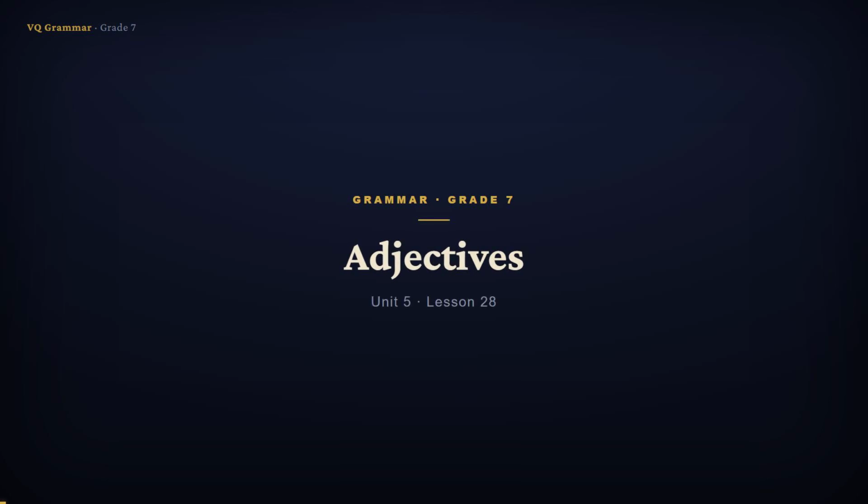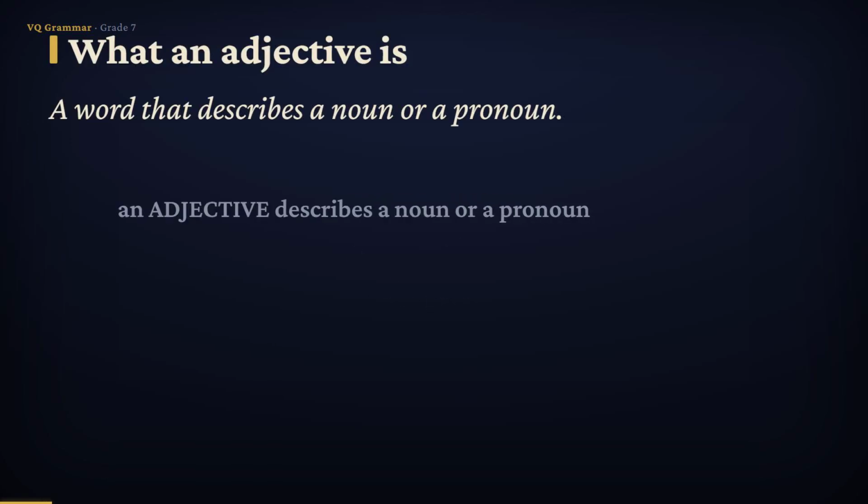This is Unit 5, Lesson 28, and it's the very first lesson of our new unit on adjectives and adverbs. Today we're all about adjectives, the describing words that add color, detail, and precision to the nouns around them. By the end, you'll spot an adjective anywhere it hides, whether it's sitting in front of a noun or tucked in after a linking verb. Let's get started. So, what exactly is an adjective?